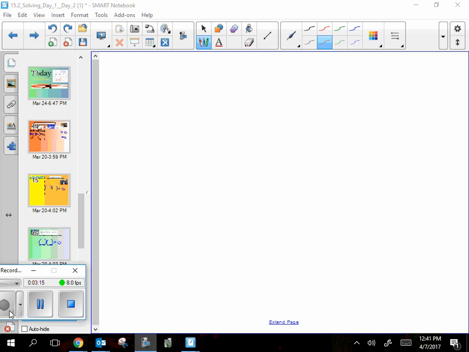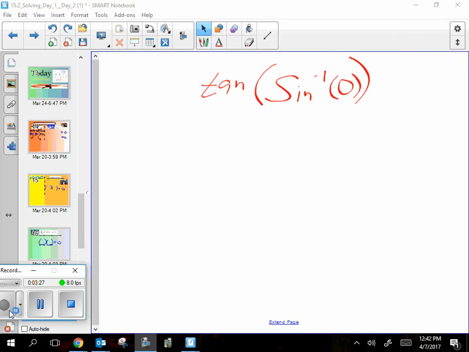Okay, so tangent of the inverse sine of 0. That one is strange on a whole bunch of levels because you're not going to be able to draw a triangle for it. And when you're at a quadrantal, everything is different. I'm going to pause for a second and give that one a try.